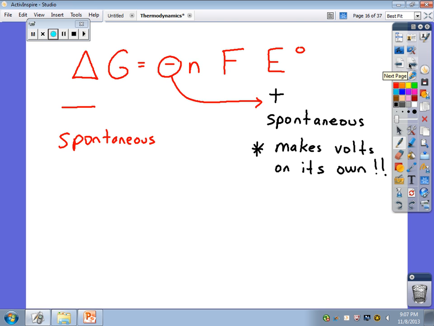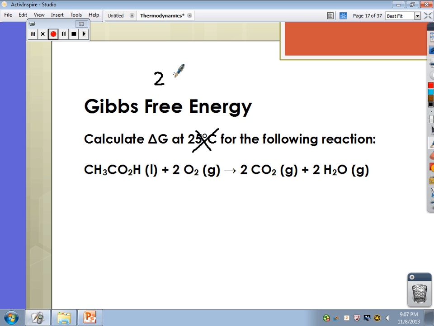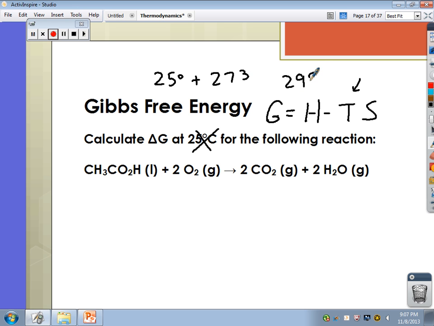All right, now let's go over here and let's do a problem. Okay? So, this is our last problem for the podcast. Gibbs Free Energy. To calculate delta G at 25 degrees Celsius for the following reaction, the first thing I know I got to do is change this to Kelvin. And the reason why, because if I recall my equation of G, go, home, team, sports, that's in Kelvin. So 25 and 273, I'm going to have a nice value of 298 K. And so that's going to be my temperature value.